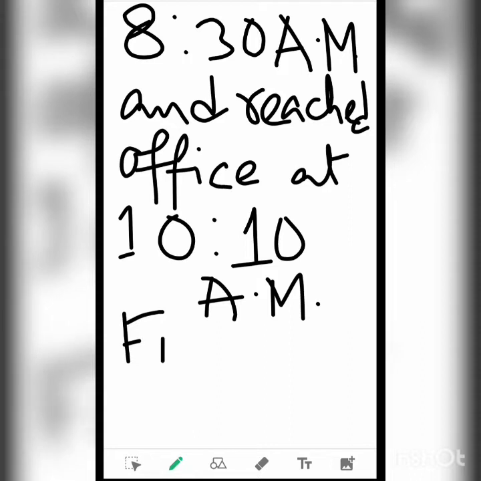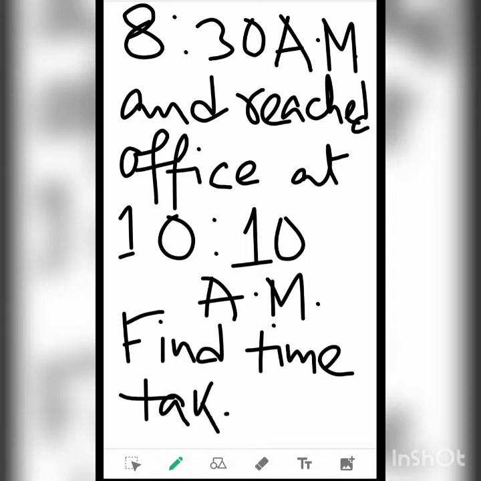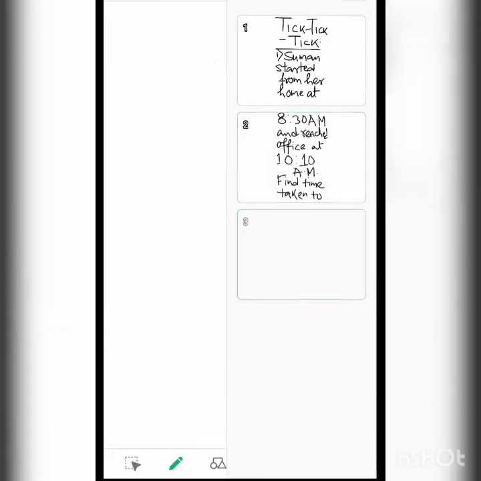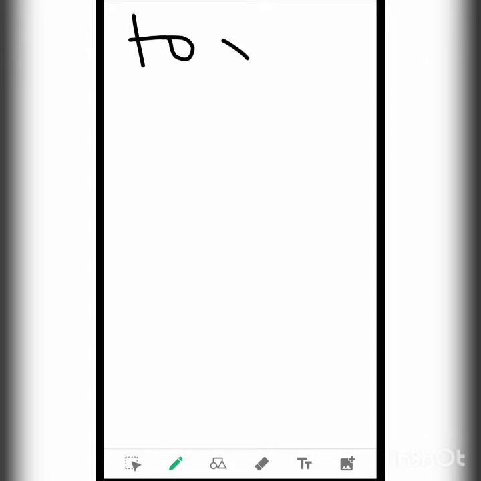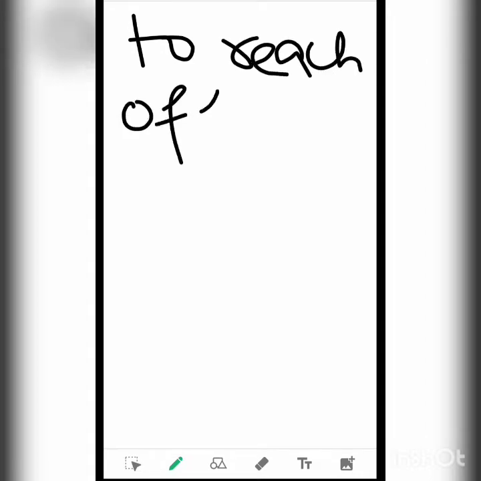Find the time taken to reach office. Now she might have been traveling, so we have to find the time taken to reach office. Now what we do, we begin our solution.